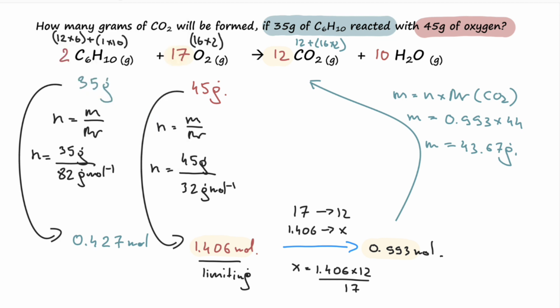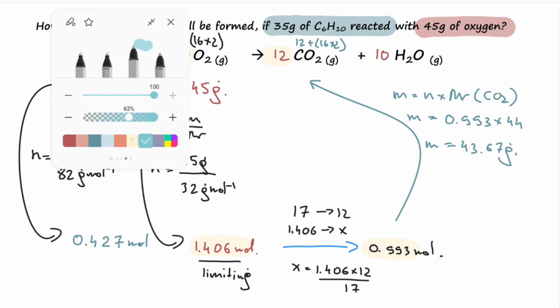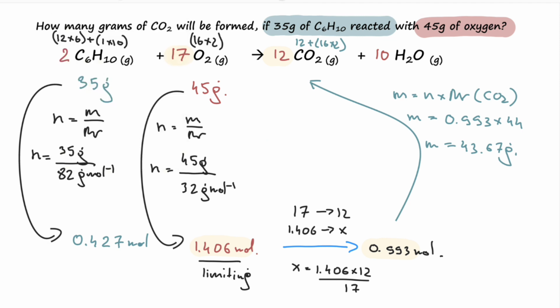Okay, guys. So when you will use 35 gram of cyclohexene, and when you will spend 45 gram of oxygen, you will produce 43.67 grams of water. If you have any question, just let me know in the comments, and we will move to the next question.